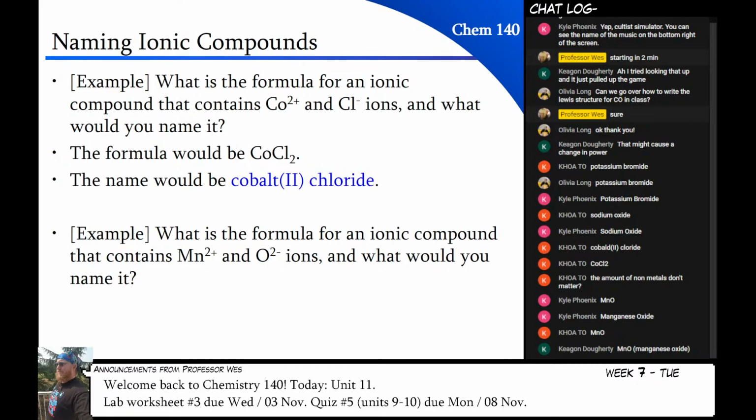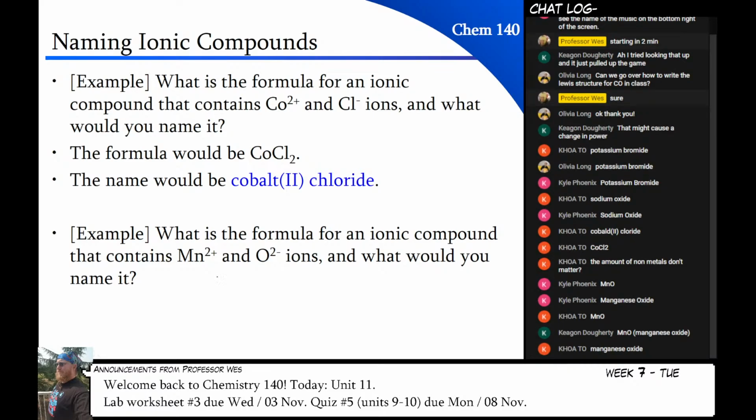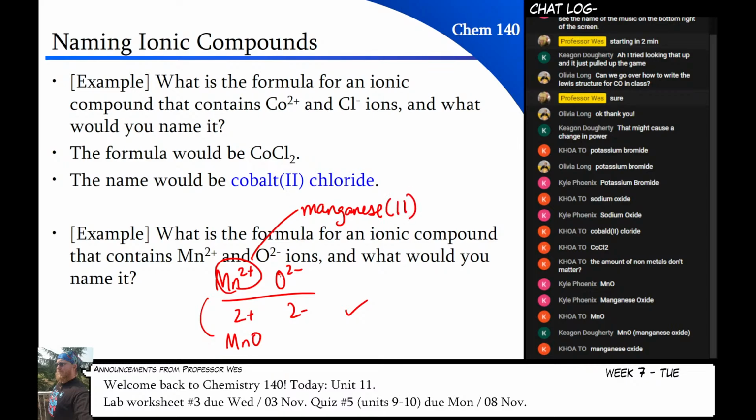All right, looks like we got the answer, and that is the correct answer. So if I were to put my ions together, do the charges balance out? Yeah, they totally do, right? So my formula would then be MnO. And what would we name it? Well, this is manganese 2. And then this is oxide. And there you go.